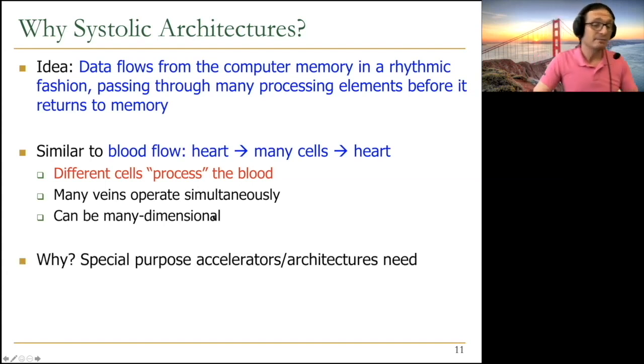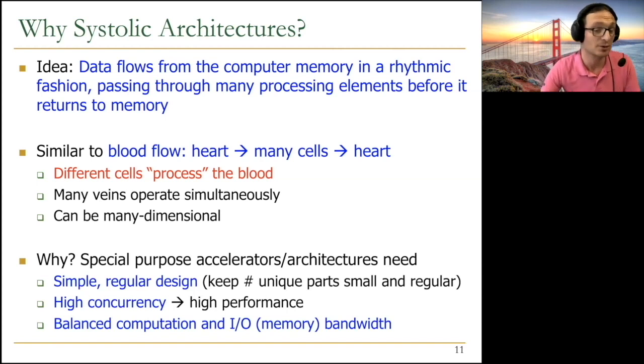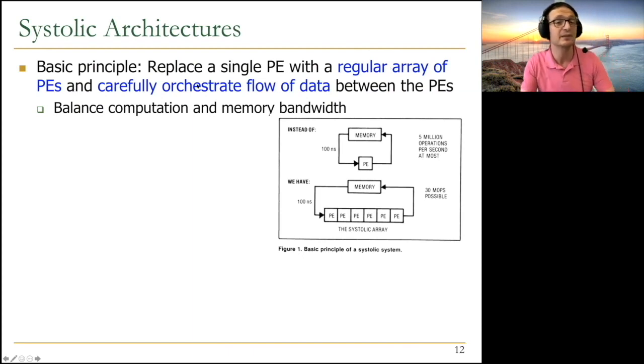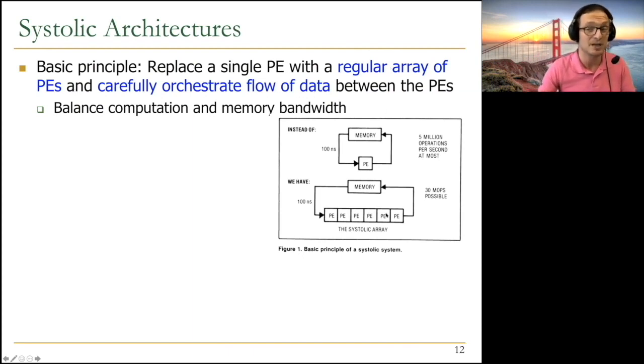Okay, so why? Because special purpose accelerators and architectures need what we discussed earlier: simple and regular design, high concurrency, and very importantly, balanced computation and I/O, or memory bandwidth. So as we discussed, the basic principle is to replace a single processing element with a regular array of processing elements and carefully orchestrate the flow of data between the processing elements, as well as from the memory into the processing elements and processing elements out to the memory, to balance computation and memory bandwidth.